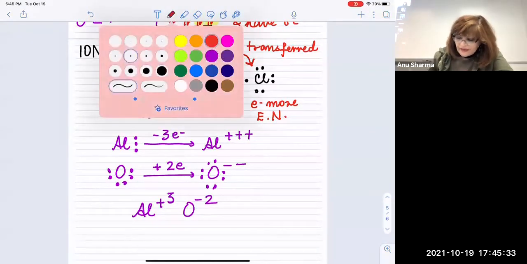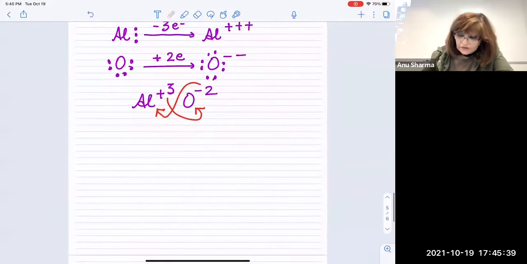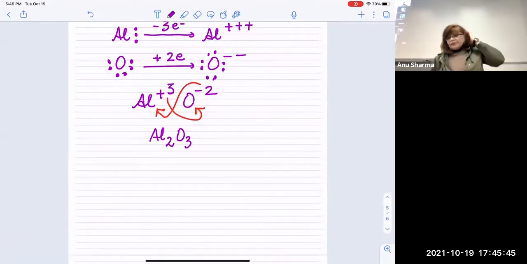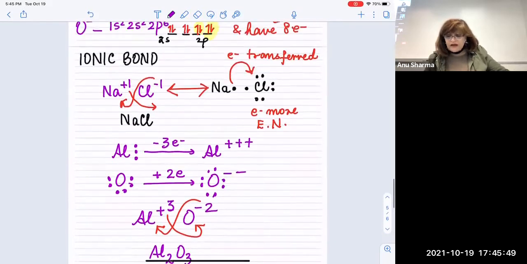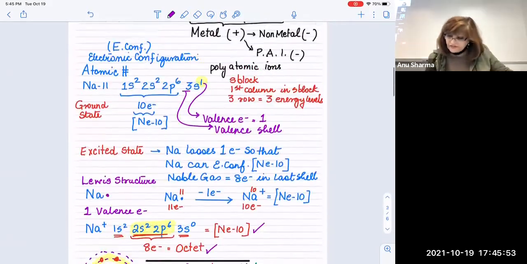Then what happens? This 3 comes here and 2 goes here. So what will you get? You're going to get Al2O3, aluminum oxide. So that's the formation of ionic bond and the charges. Let's see what else is left.